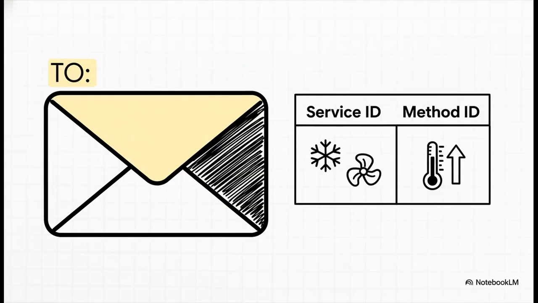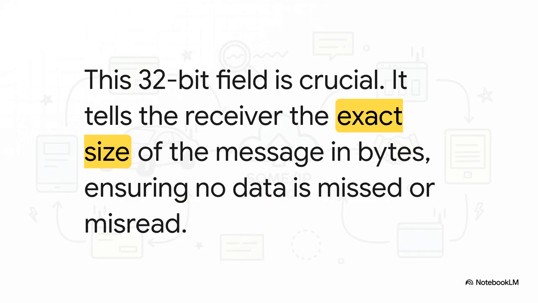All right, first step in that header is the message ID. You can think of this as both the to address and the subject line all rolled into one. It tells you the service ID, like you're sending it to the climate control department, and the method ID, which is the subject, like, hey, set the temp to 21 degrees. Then you've got the length field, and this is absolutely crucial. It tells the ECU that's receiving the message the exact size of the entire package. That way, it knows precisely where one message ends and the next one begins. No confusion, no crossed wires.